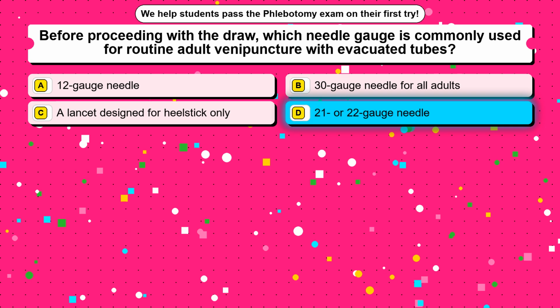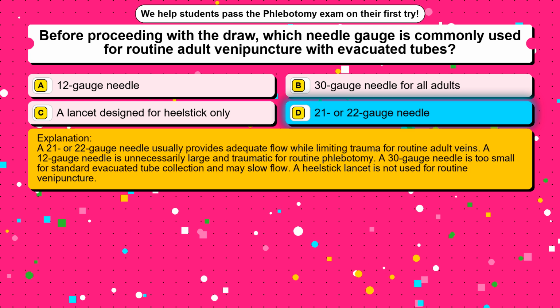The correct answer is option D, 21 or 22 gauge needle. A 21 or 22 gauge needle usually provides adequate flow while limiting trauma for routine adult veins. A 12 gauge needle is unnecessarily large and traumatic for routine phlebotomy. A 30 gauge needle is too small for standard evacuated tube collection and may slow flow. A heel stick lancet is not used for routine venipuncture.